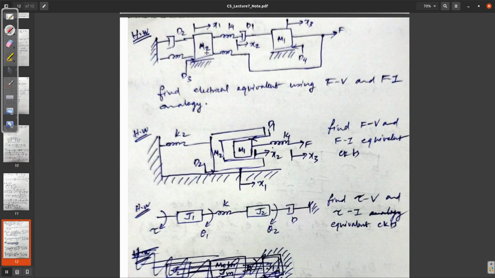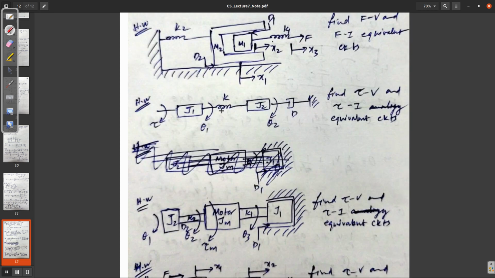Here are some homework problems for you. These are pretty much similar to what we have done, just that you have to be careful when you're converting to the nodal form, then it is easy. For this rotational system, it is pretty much the same. Just take torque instead of force.